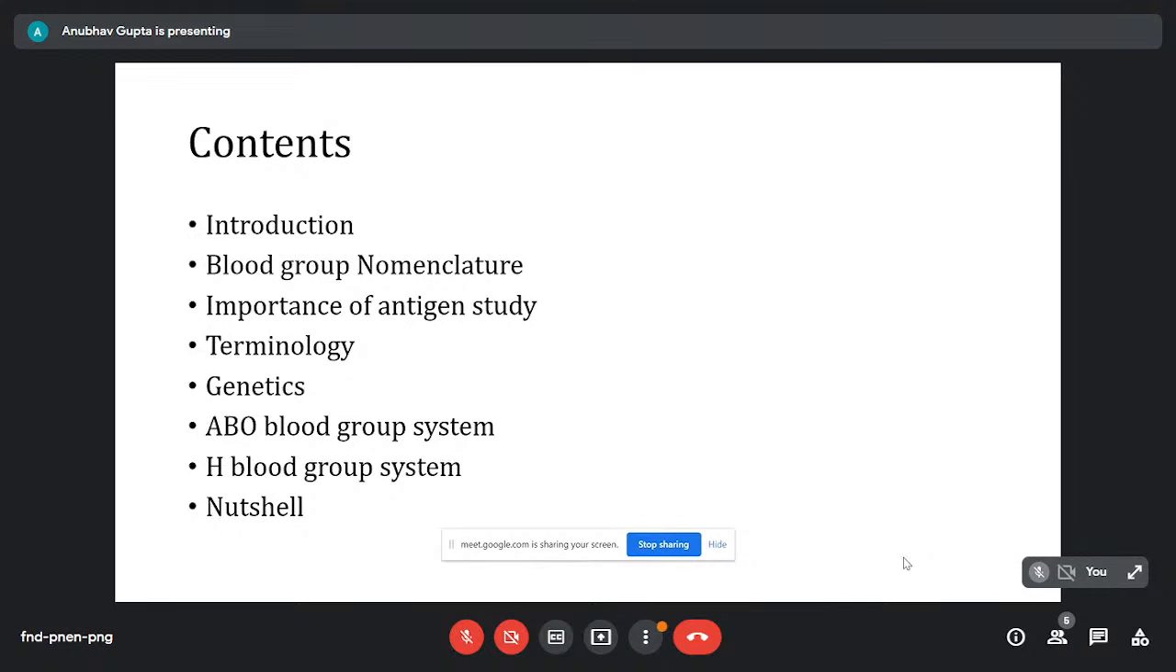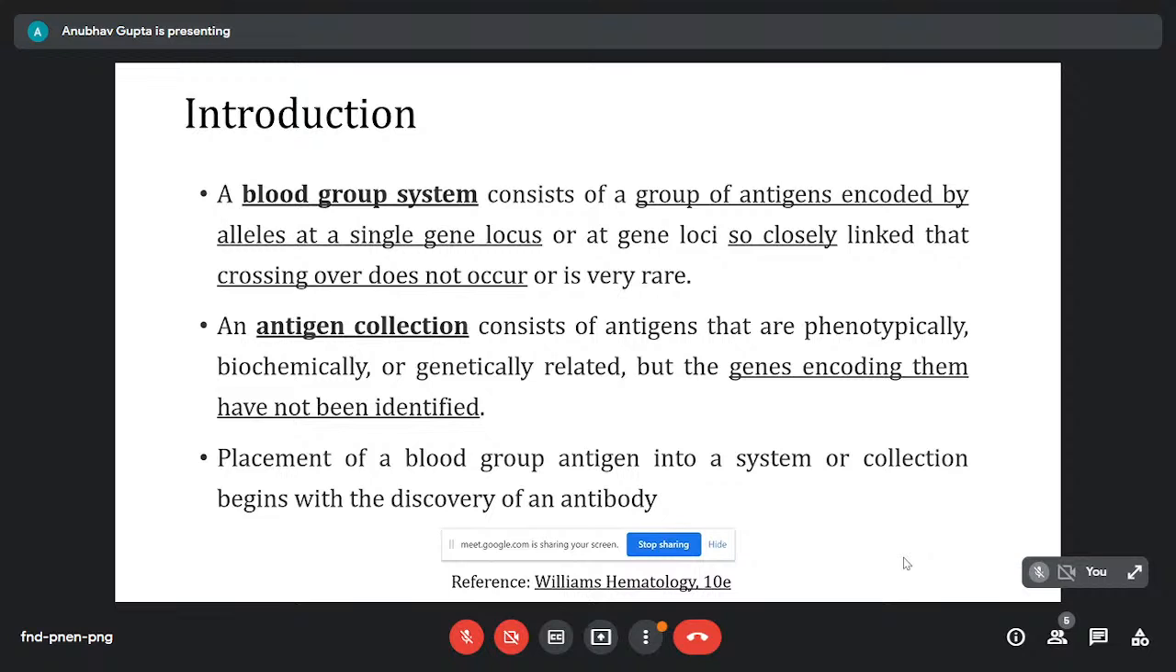So basically, what is a blood group system? A blood group system consists of a group of antigens. We should have a group of antigens to call it a blood group system. But not only the presence of a group of antigens makes a blood group system. The antigens should be encoded by alleles at a single gene locus, which are so closely and tightly packed that crossing over is not possible.